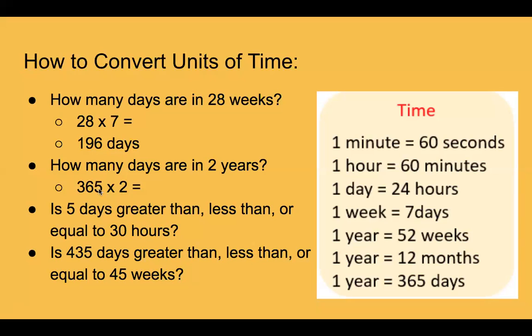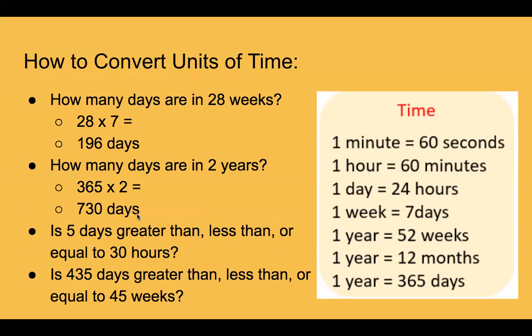So we know 2 times 5 equals 10. 2 times 60. So we can do 2 times 6 is 12, with a 0 at the end is 120. 2 times 300. 2 times 3 is 6, with 2 zeros in is 600. So 600 plus 120 plus 10 equals 730. So hopefully you got that. So that means 2 years is equal to 730 days.